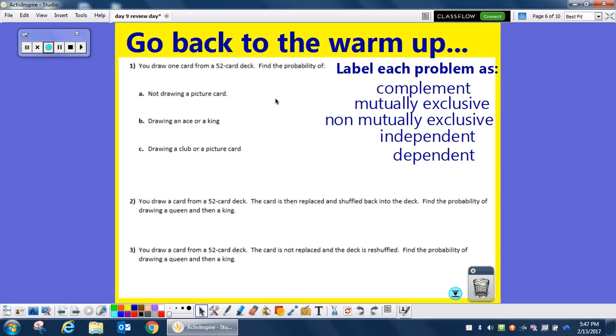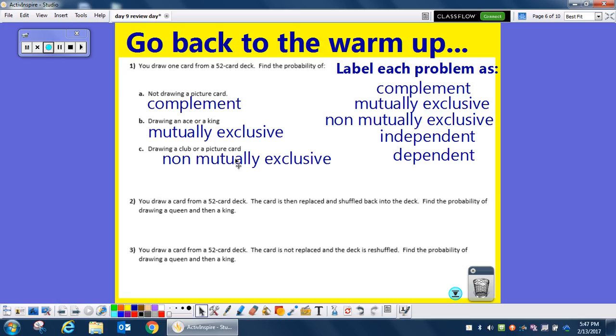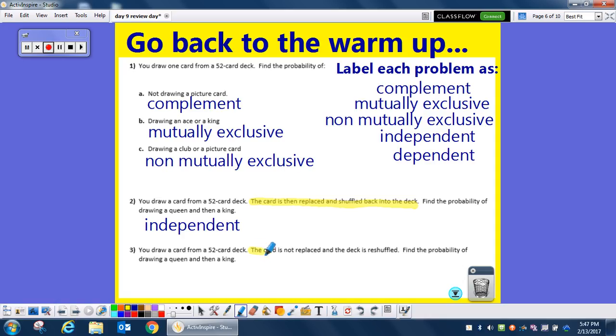So if you go back to the warm-up, you should be able to label. Number 1 was a complement problem. Drawing an ace or a king. Those cannot happen at the same time, so that would be mutually exclusive. And then drawing a club or a picture card. That can happen at the same time, so that's non-mutually exclusive. Then drawing a card from a 52 deck, then the card is replaced and shuffled back into the deck. Because it's replaced, that means it's independent. And in the next one, the card is not replaced, which means it's dependent. Okay?